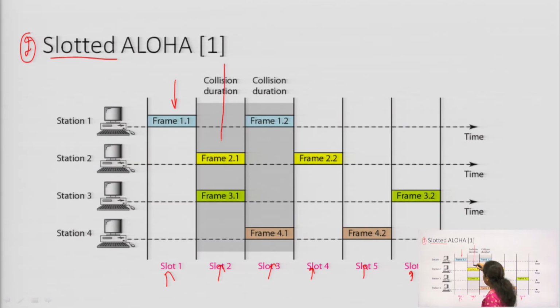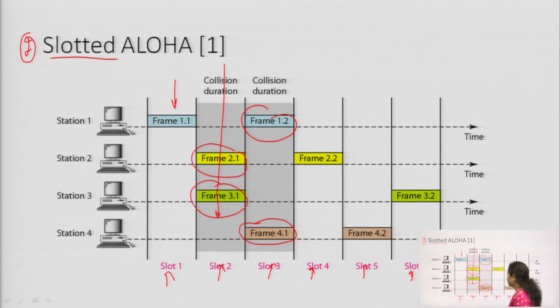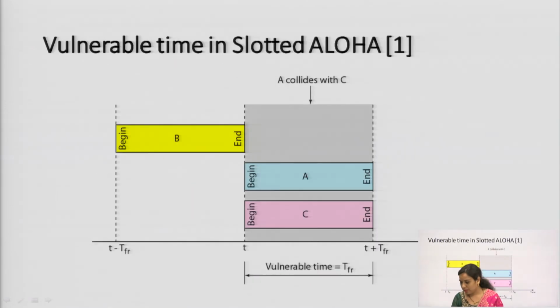Then this is the collision duration. Why is the collision duration there? Because the second frame and the third frame have collided. Again there is a collision duration, because the first frame of the first station and the fourth frame of the fourth station have collided again. So, this is the case for Slotted ALOHA. Then this is frame again, this is frame again, and this is frame again. So, this is the case for Slotted ALOHA.